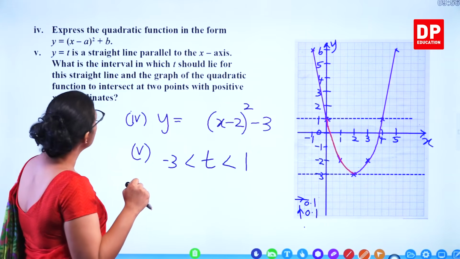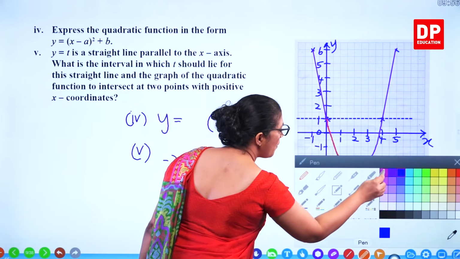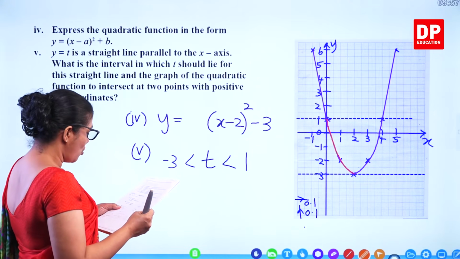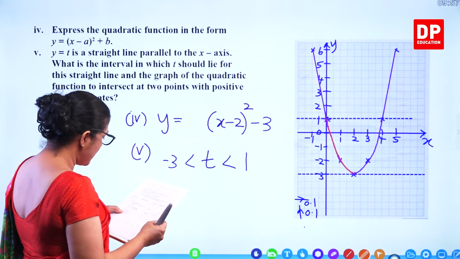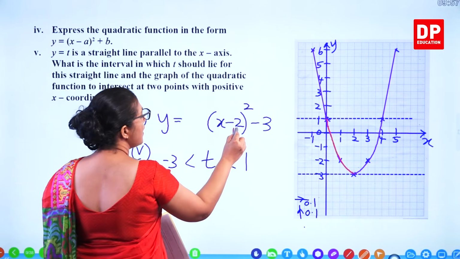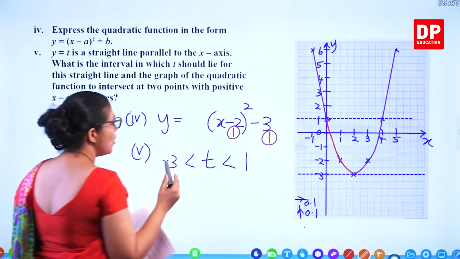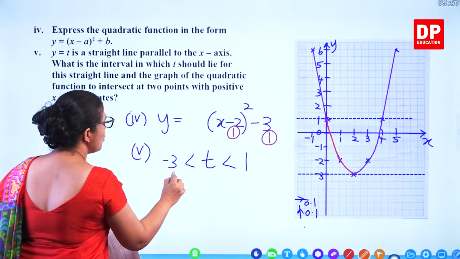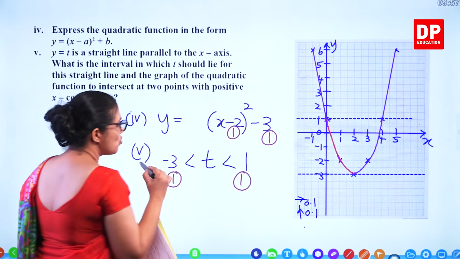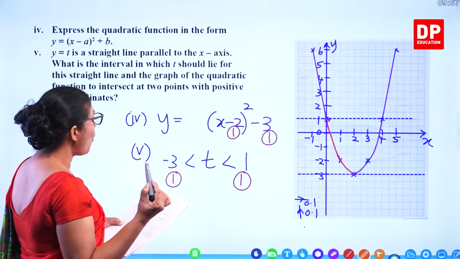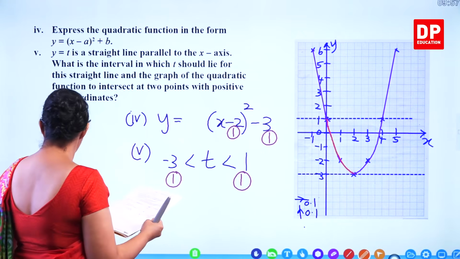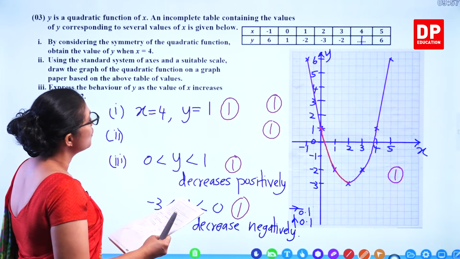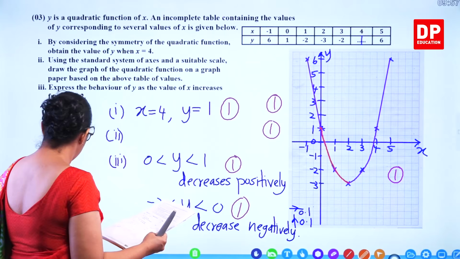So how do you get marks for these two parts? When you look at the graph, x minus 2 squared minus 3. So that's 2 marks, identifying the x coordinate and this one. 2 marks, identifying -3 and 1 here, the 2 boundaries, 2 marks again. So 4, and the previous part you got 6. So altogether 10 marks.